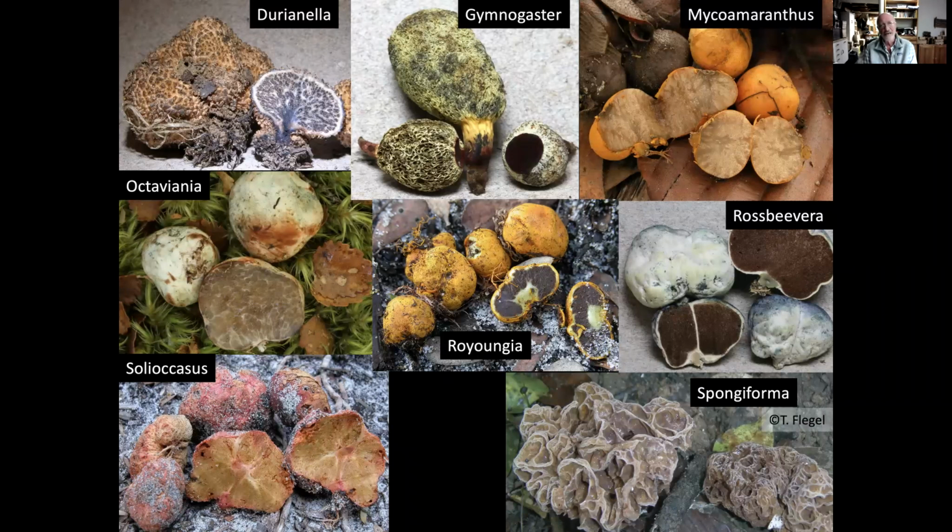And Royoungia there in the middle, that's the one that was named after the guy that was on the boat that we were crossing, the ferry boat crossing the Daintree River. So that truffle bears his name. And there's other ones. Teresa Lebel is the guru on these kinds of truffle-like fungi. Without her input, Octaviania, Rossbeevera, we wouldn't know anything about those particular bolete truffles.